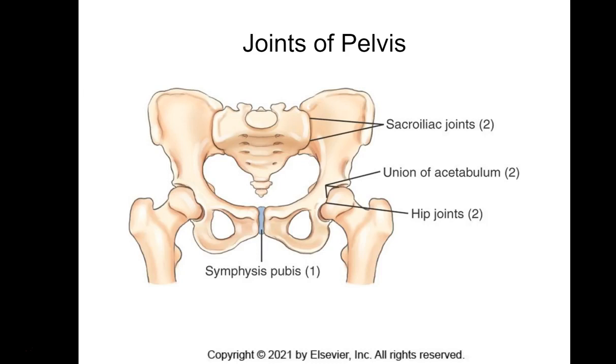Lastly, movements of the hip joint include flexion and extension, abduction and adduction, medial and lateral rotation, and circumduction. Now, there's a summary of all of these joint classifications in your textbook, so you can certainly review it there. But I do want you to be familiar with the structural and functional classifications of these four joints.